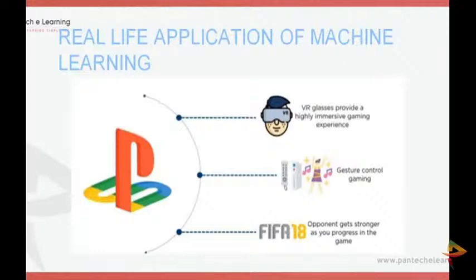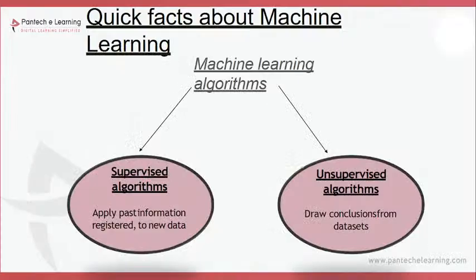Next we are going to machine learning. There are three types: supervised learning, unsupervised learning, and another one, the reinforcement algorithm also there. So machine learning means in the supervised algorithm, we apply past information to new data. In the unsupervised algorithm, it draws conclusions from a data set.